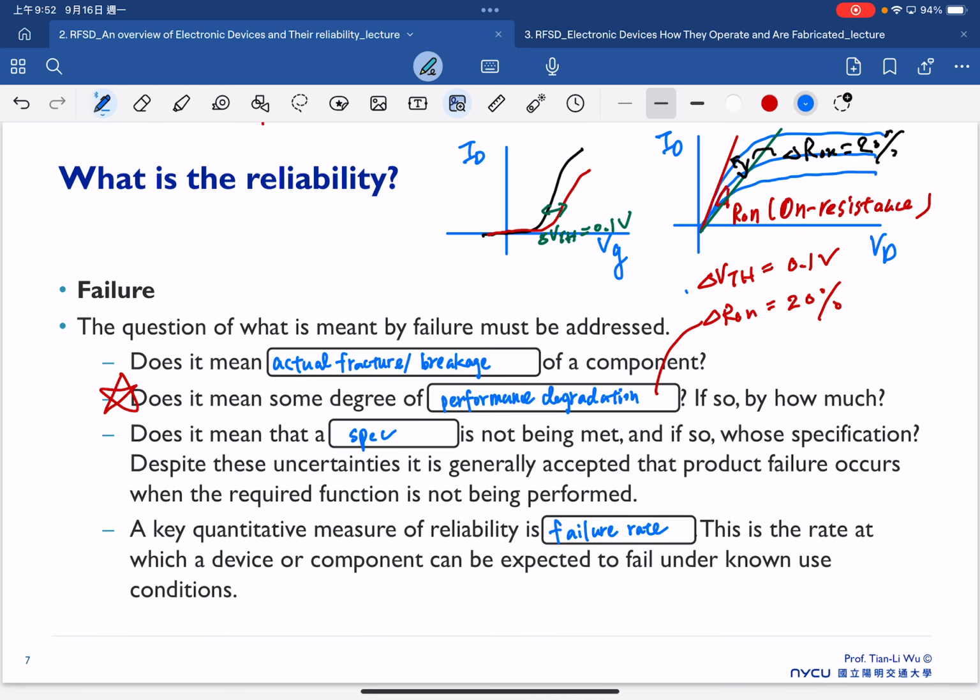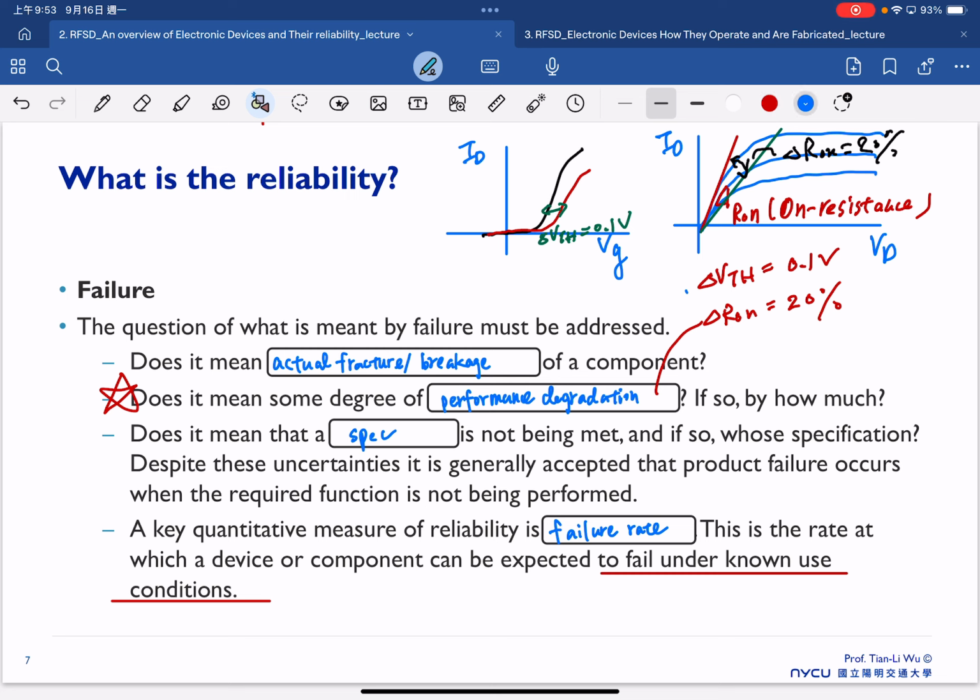So this failure rate is the rate at which a device or component can be expected to fail under the non-use condition. Basically, we can calculate the failure rate with a specific testing condition. Once we have the failure rate, that can give us a certain lifetime estimation.